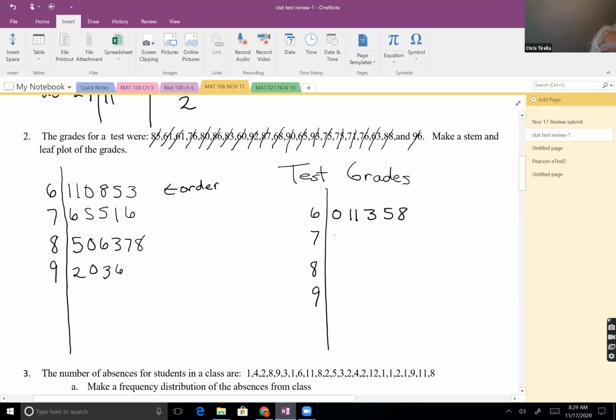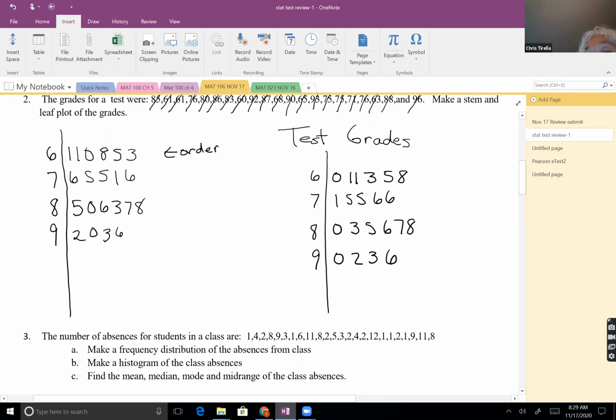Putting the 70s in order, I have 71, 2 75s, and 2 76s. Putting the 80s in order, I have an 80, an 83, 85, 86, 87, and 88. And putting the 90s in order, I have a 90, a 92, a 93, a 96. So I do want you to put the data in order.